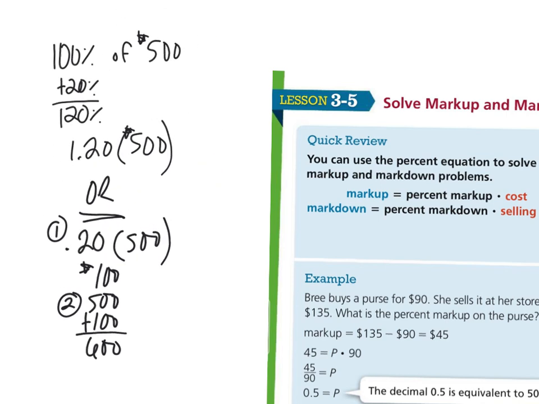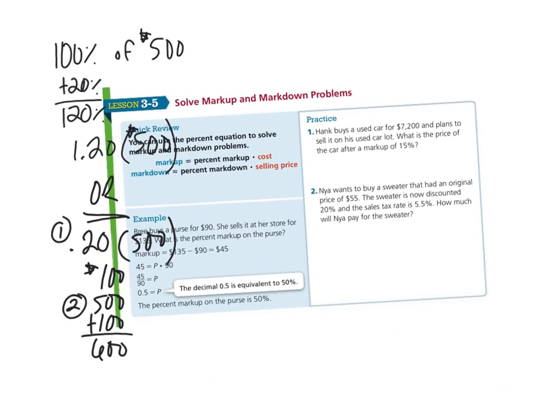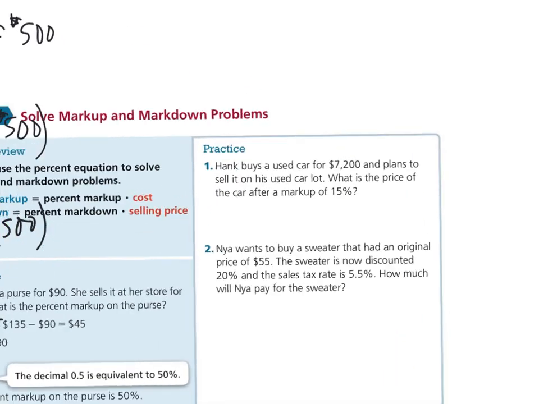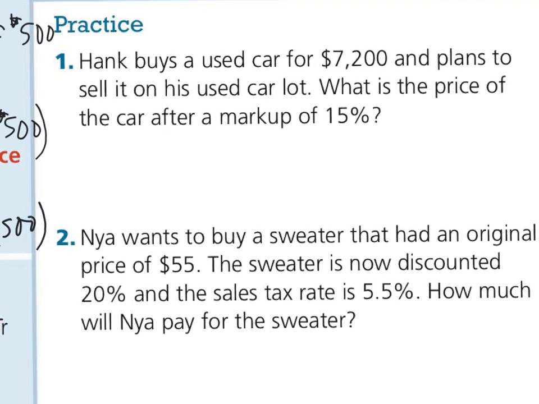So we'll look at the problems here. Number 1, Hank buys a used car for $7,200 and plans to sell it on his used car lot. What is the price of the car after a markup of 15%?